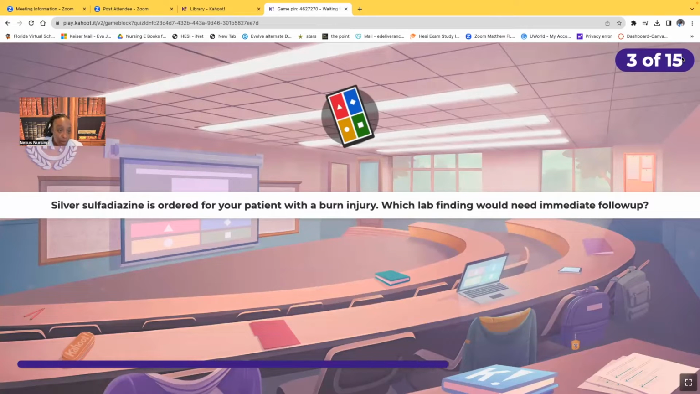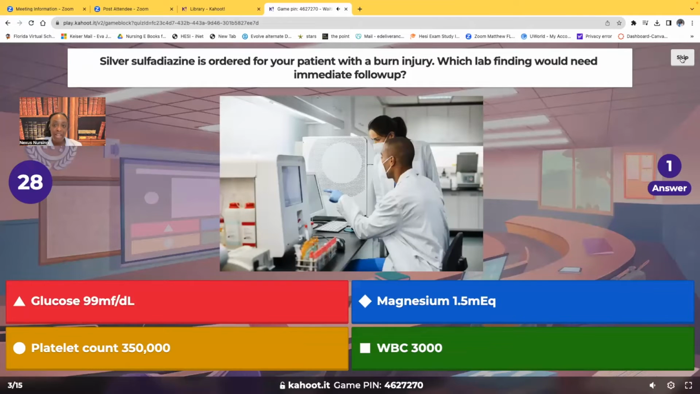Silver sulfadiazine is ordered for your patient with a burn injury. Which lab finding would need immediate follow-up? Would it be the glucose of 99, a magnesium of 1.5, platelet of 350K, or WBCs of 3,000? Which one needs immediate follow-up?